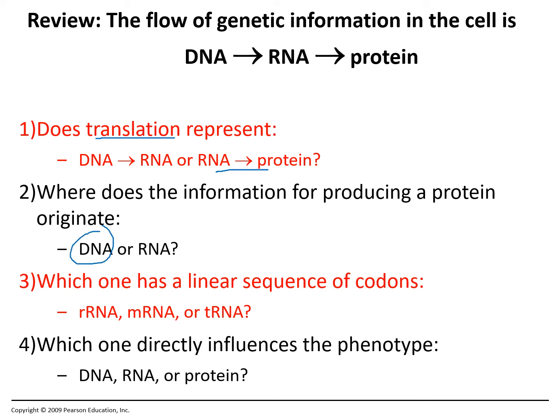And then which one has a linear sequence? The mRNA. The tRNA is the one with anticodons that has the attachment site for the amino acid. The rRNA just makes up ribosomes. And which directly influences the phenotype? Remember, we talked about proteins being directly responsible for the phenotype.